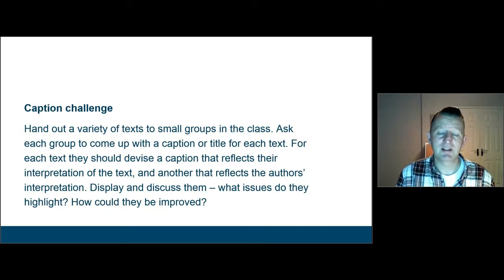So you start to understand that the person who wrote this may have had a very different intention and a very different purpose and interpreted it in a very different way to how we are doing so now.